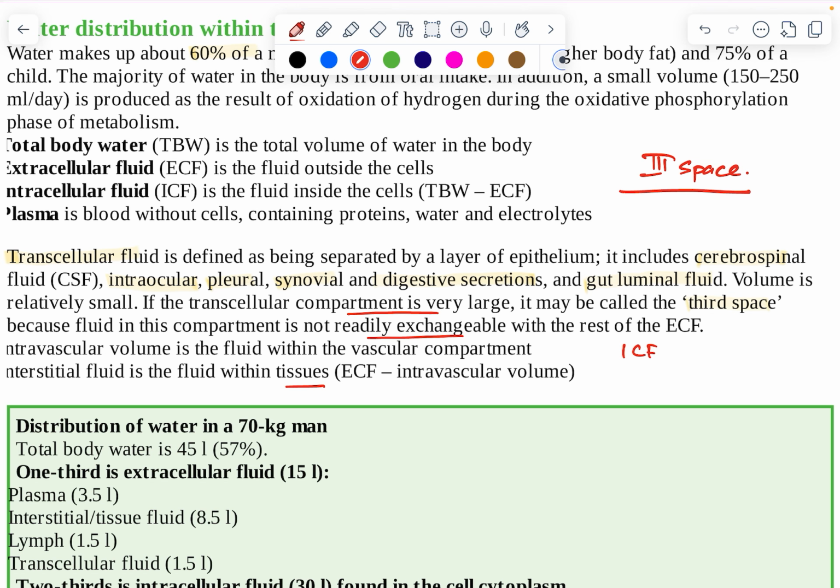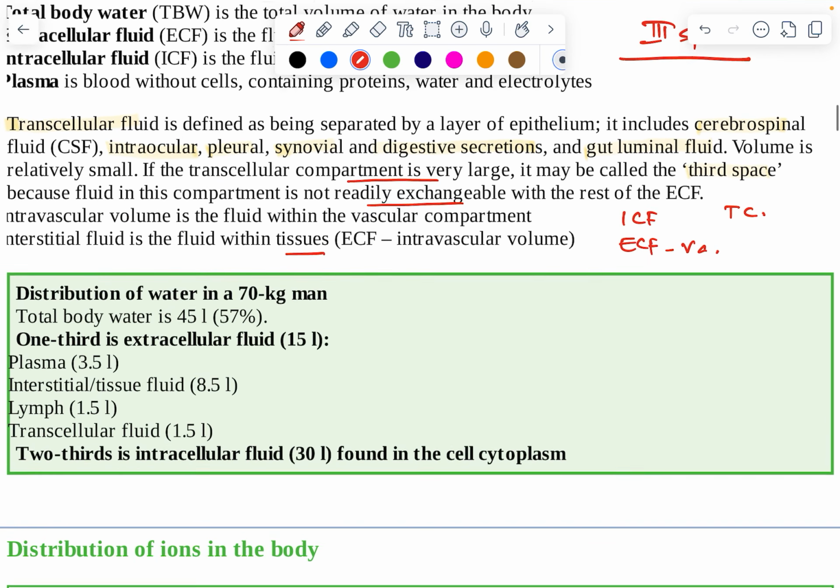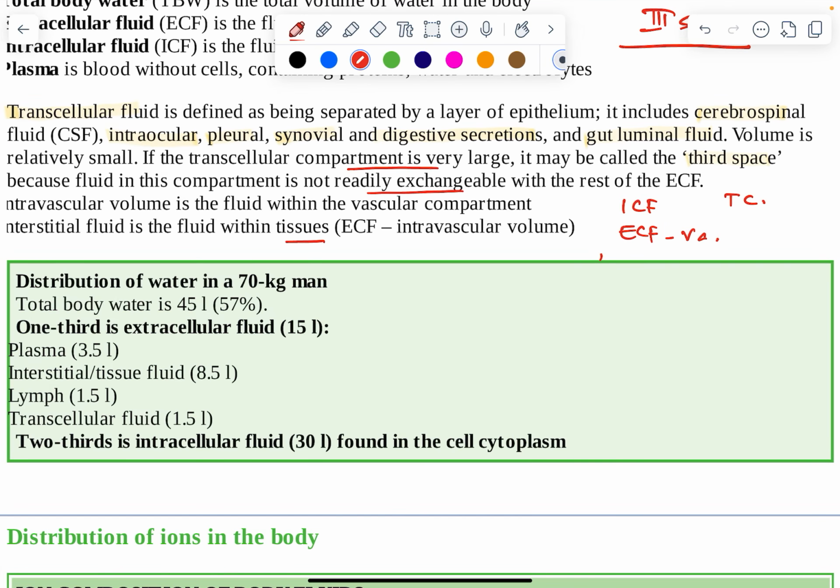So you can see intracellular, extracellular, and transcellular. The extracellular fluid is also called the vascular compartment. So roughly the formula is 60, 40, 20, 15, 5. This is plasma. This is intracellular, and this is interstitial.